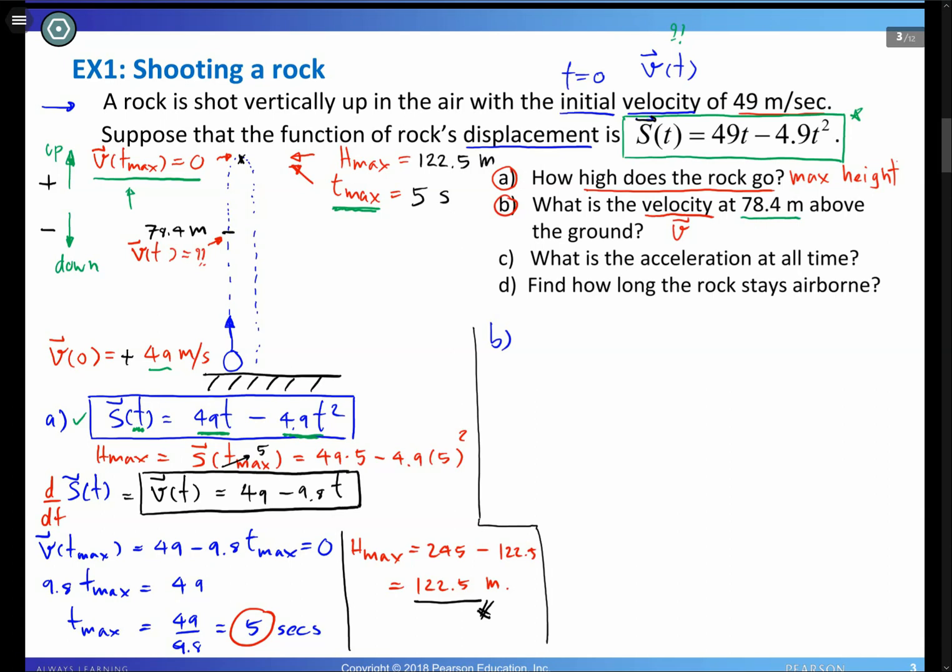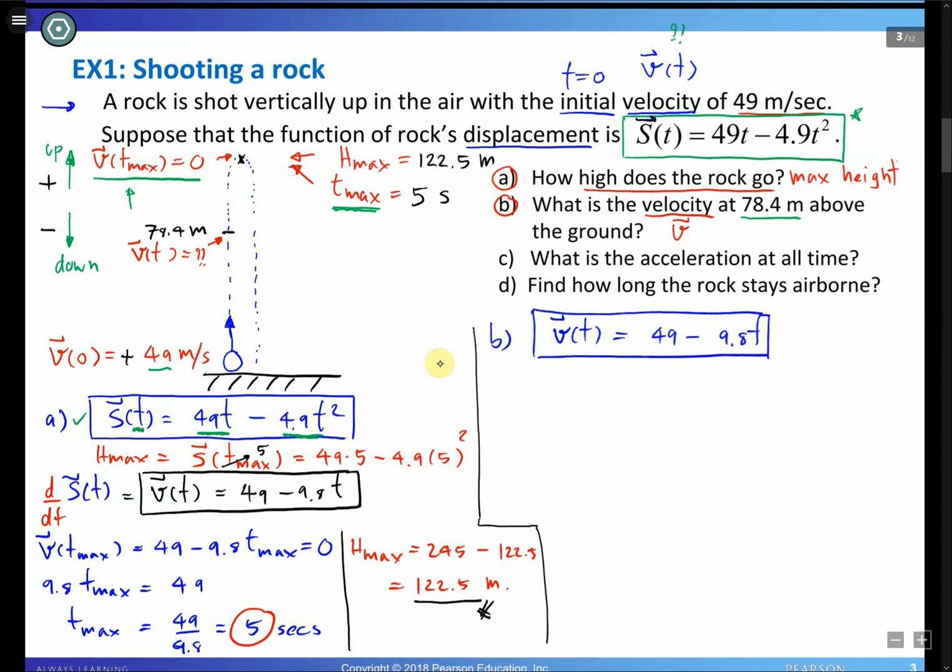So they want to know velocity, and we already have the velocity function from part A. Let's use that. So let's bring that over here. V of t equal to 49 minus 9.8t. So this is our main function right now. And we want to use this to find the velocity at 78.4 meters above the ground. The question is, can we use this function right away? And the answer is no.